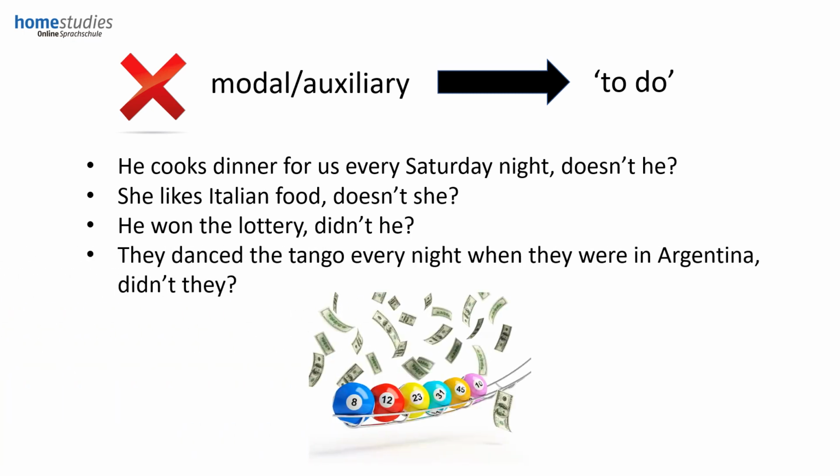And finally, they danced the tango every night when they were in Argentina, didn't they? So, positive statement, negative question tag. So if there's no modal or auxiliary verb in the statement, then you're going to use to do in the question tag. And make sure you use the correct tense when you do this.